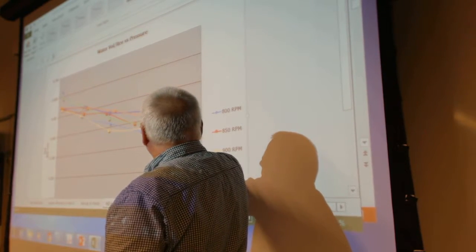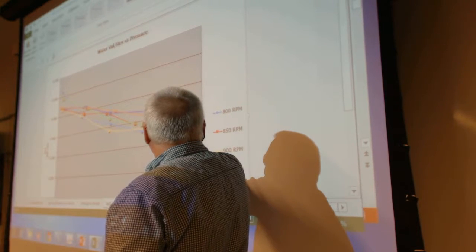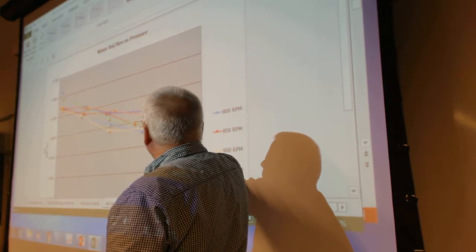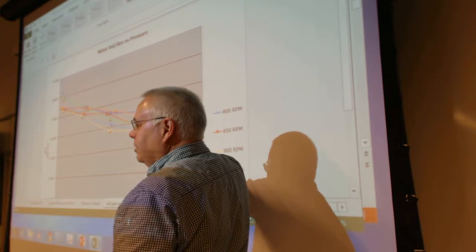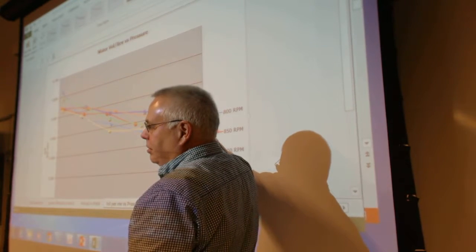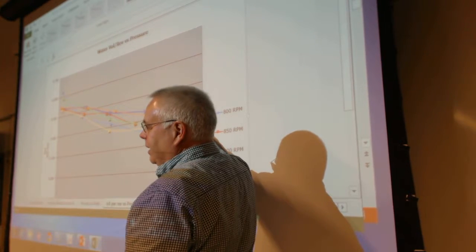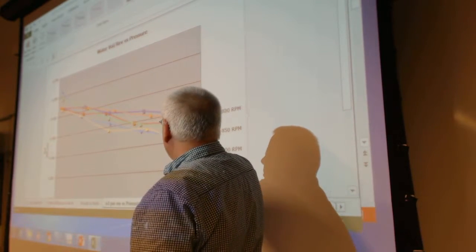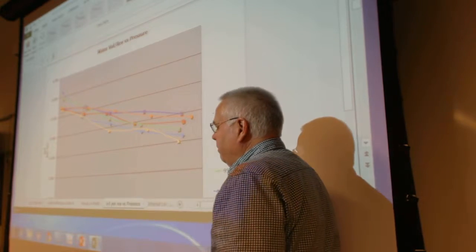But it tells me that the unit that was on the 800s and the 900s probably has more leakage inside, probably needs the seals changed sooner than the other unit that was 850, 950. They're the identical thing, but one's got more seal leakage.